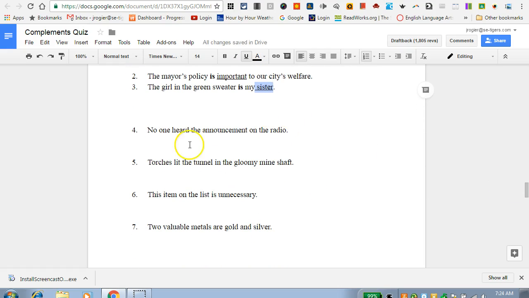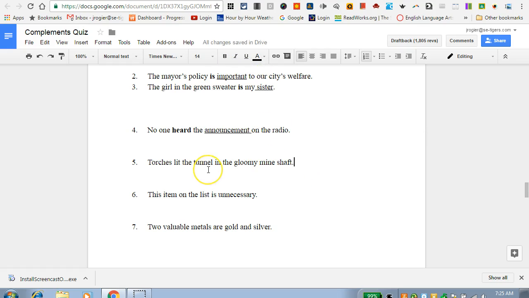No one heard the announcement on the radio. Heard. Now this is an action verb, so we're thinking direct object, indirect object. Whom or what did no one hear? Announcement. And so announcement is the direct object.